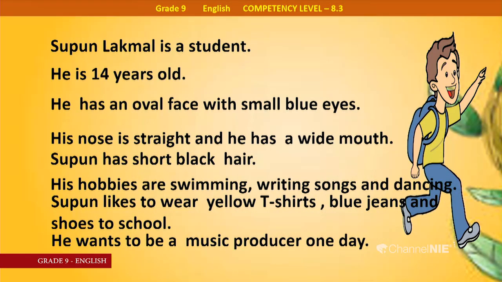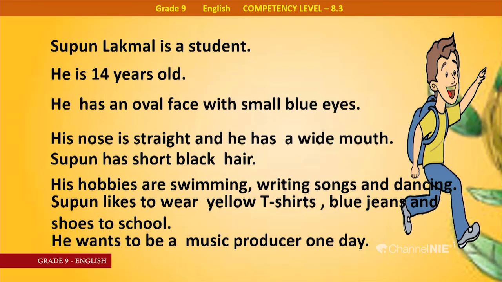Supun has short black hair. This can be either brown or black. So, whatever you want you can write. There is no harm in that. So, we are going to tell about his hobbies now. His hobbies are swimming, writing songs and dancing. Supun likes to wear yellow t-shirts, blue jeans and shoes to school. So, when Supun goes to school, he likes to wear these things. He wants to be a music producer one day.